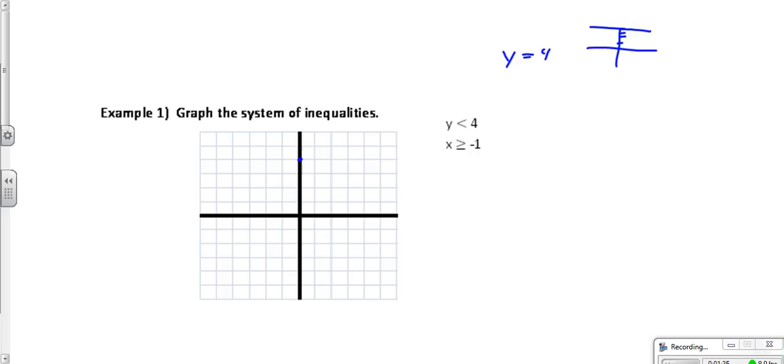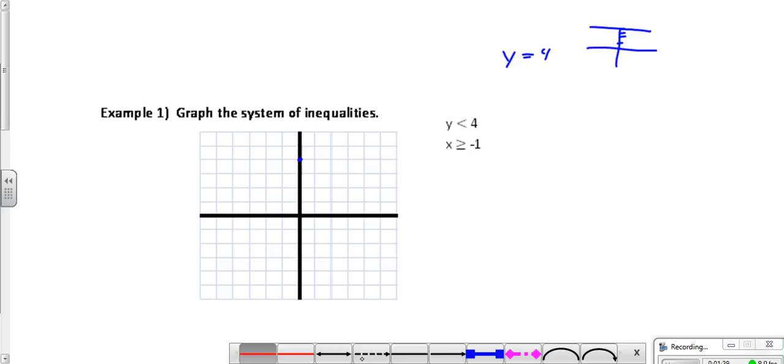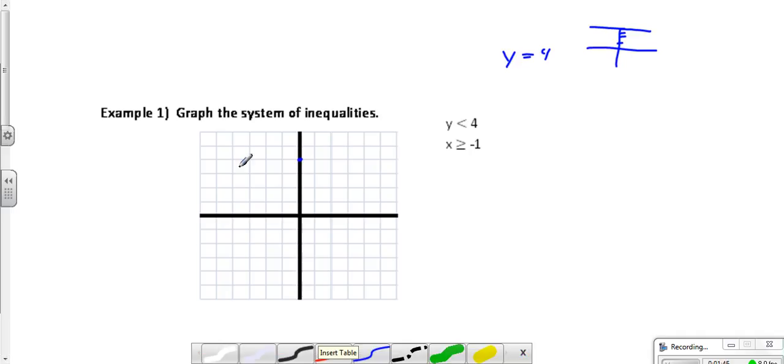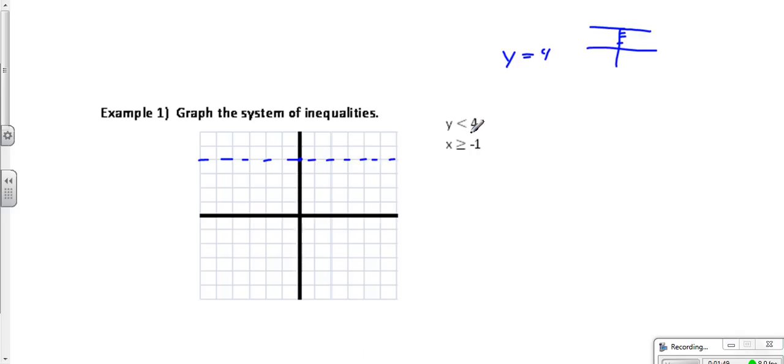But the inequality is a less than, so there's no line underneath it, so it's going to be dotted. And you know what, I'm just going to stick with by hand. But we also have to decide shading. Well, what y's are less than 4? So we have to shade down here.